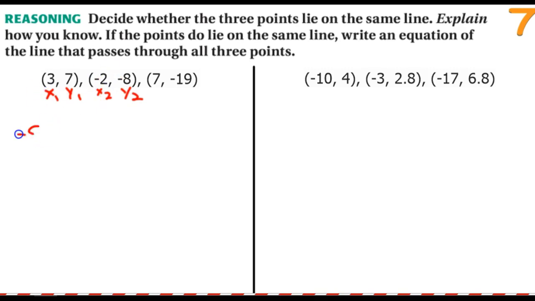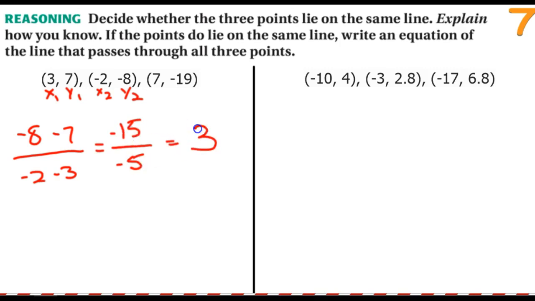So I'll take negative 8 minus 7 over negative 2 minus 3. So we get negative 8 minus 7, which gives us negative 15, over negative 2 minus 3, which gives us negative 5. Negative 15 divided by negative 5 gives us 3. Our slope for these two is 3.